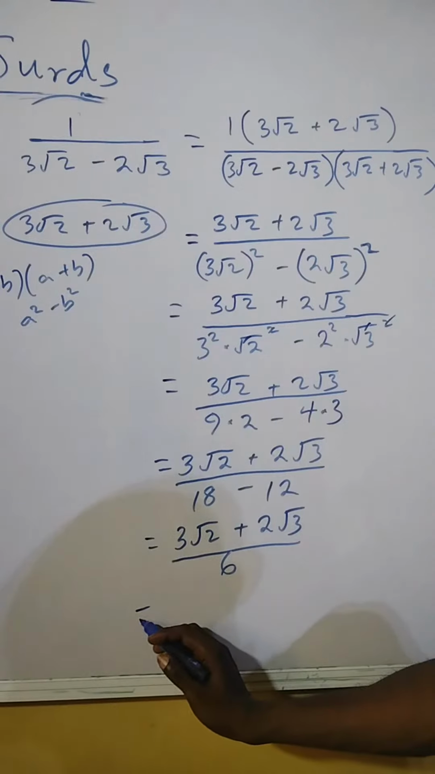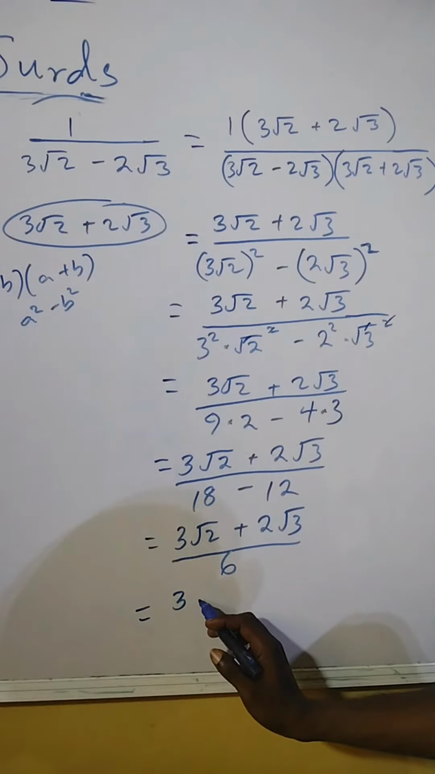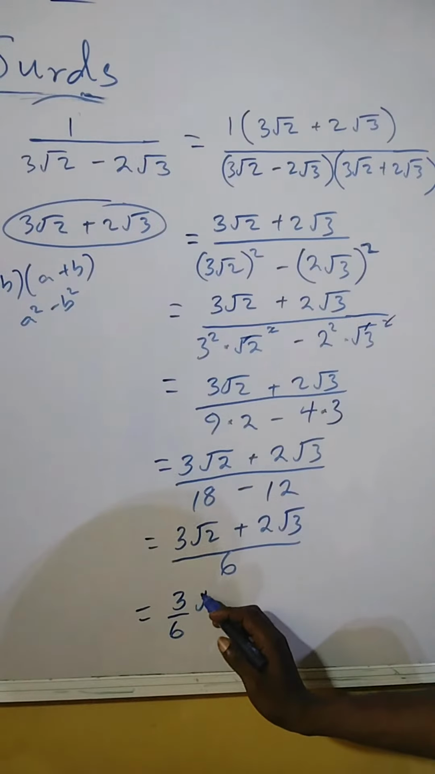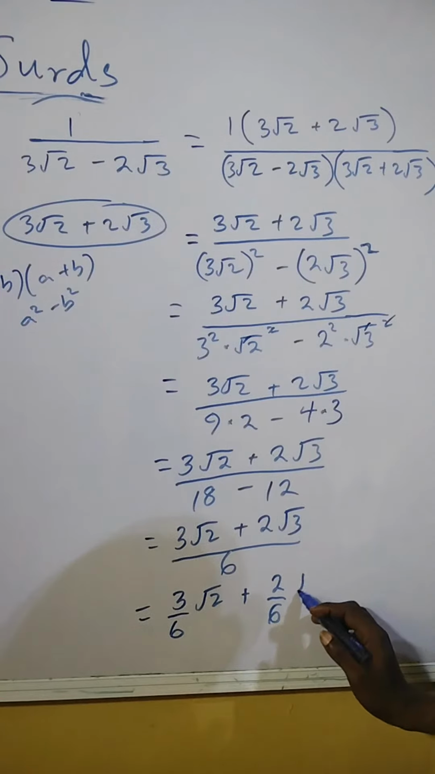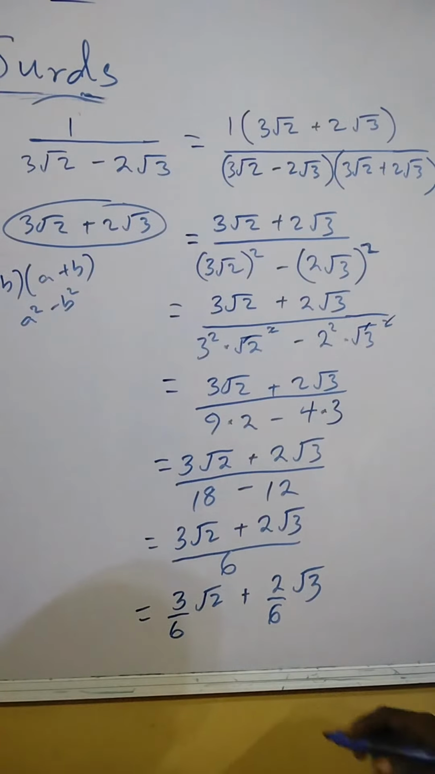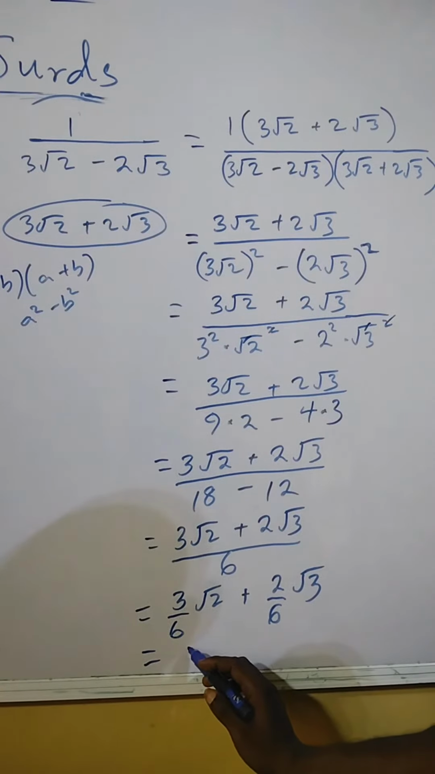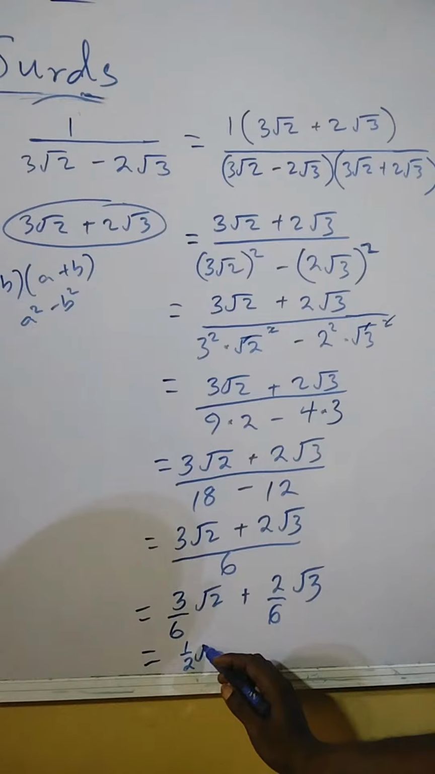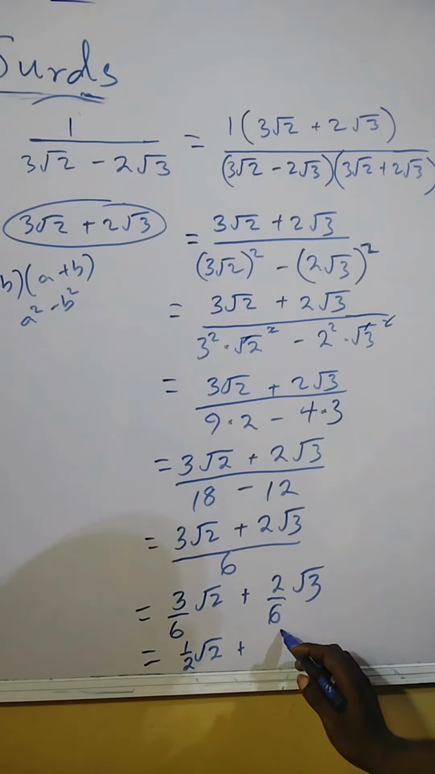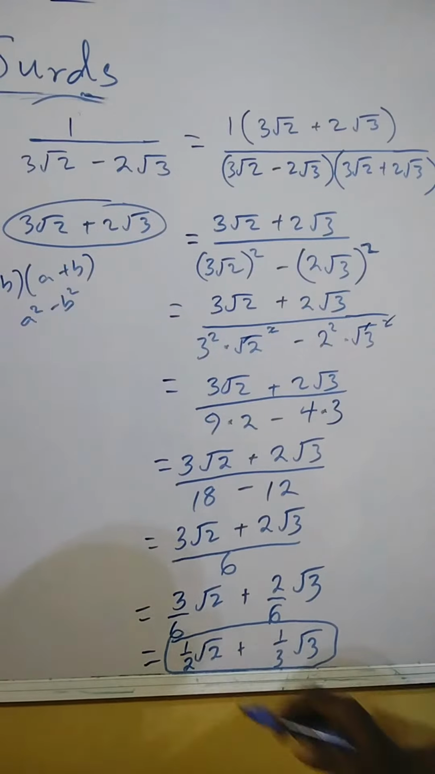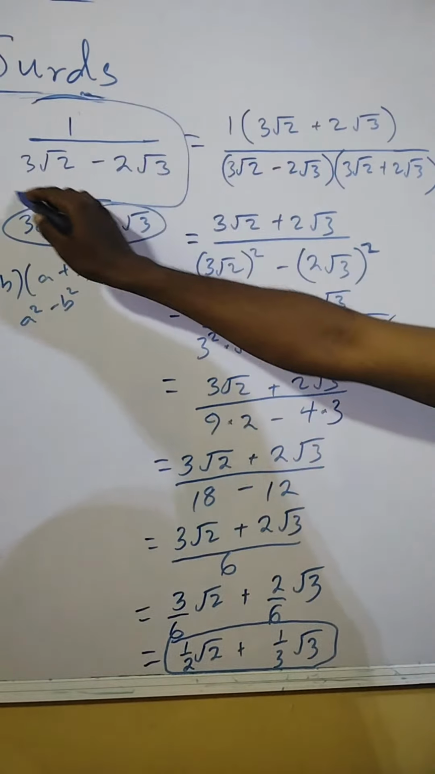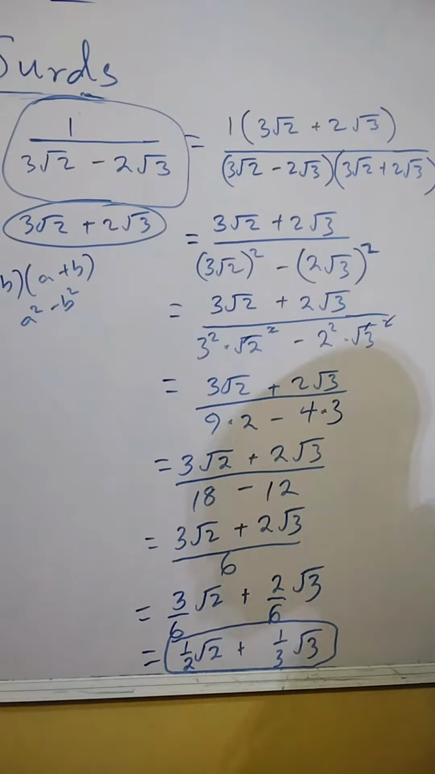And we can break this down as 3 over 6 root 2 plus 2 over 6 root 3. That is, here this fraction becomes 1 over 2 root 2 here, then plus here we have 1 over 3 root 3. So here we have this as the simplified form of this particular surd, which has now been rationalized. So that is what we have for number 5.